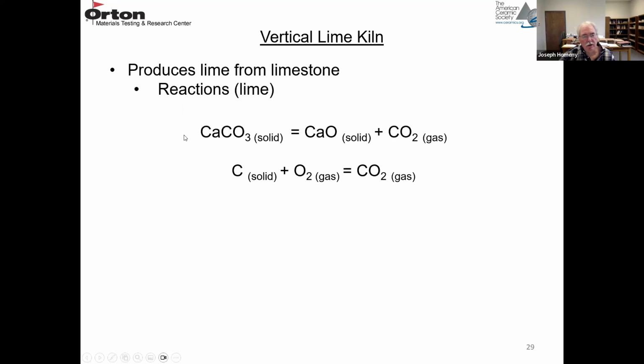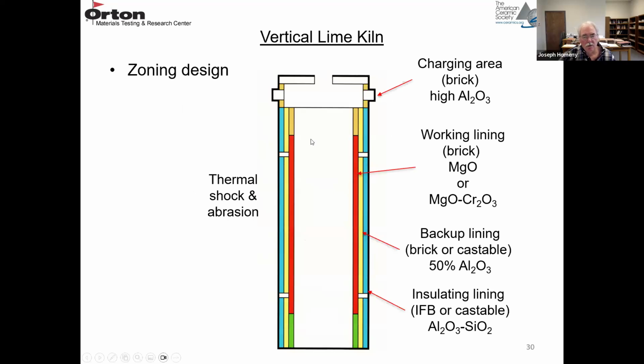So in this vessel, you're just decomposing calcium carbonate, forming CaO, and you're liberating CO2 gas. If you have a carbon fuel source, the carbon reacts with the oxygen, forms CO2, and that's your heat source. So this is a vertical lime kiln, how it's zoned. Similar to the cement kiln, you have thermal shock issues with the cold charge coming in, and as it moves down the furnace, you have abrasion issues.